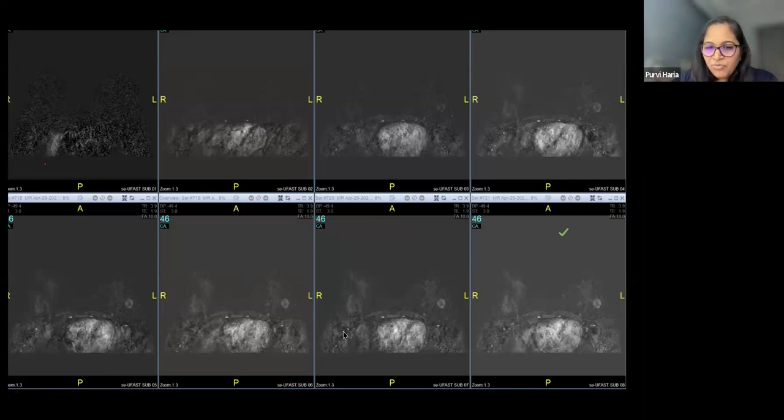And then as I move ahead in the sequences, the seventh and eighth phases show a lot of enhancement in the rest of the breast parenchyma. This is basically background parenchymal enhancement. So this background parenchymal enhancement started coming later in the sequences. I would say from the sixth sequence onwards, we are seeing background enhancement. But for the fourth and the fifth sequence, there was only the lesion enhancing.